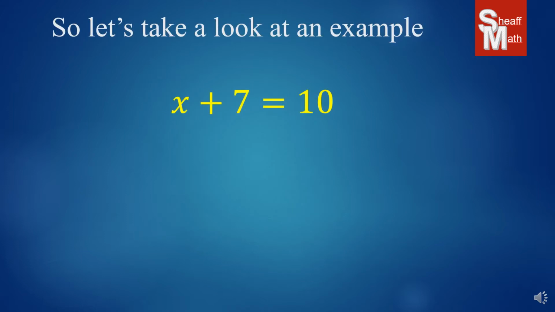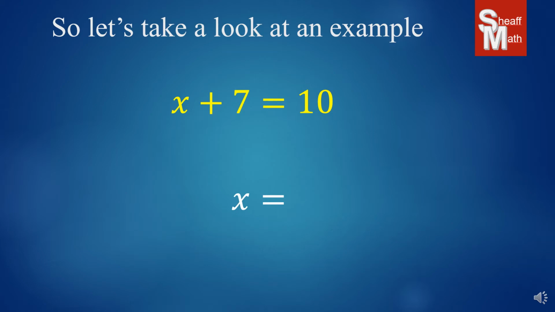All right, x plus 7 equals 10. I'm sure that some of you can figure out what answer that is, but I'm going to show you a method. We want to solve for x, so our final answer will be x equals some number. With an equation, what we want to do is get x by itself.